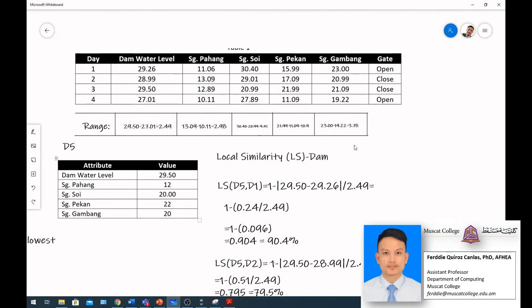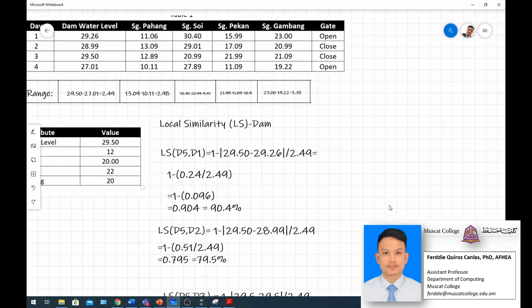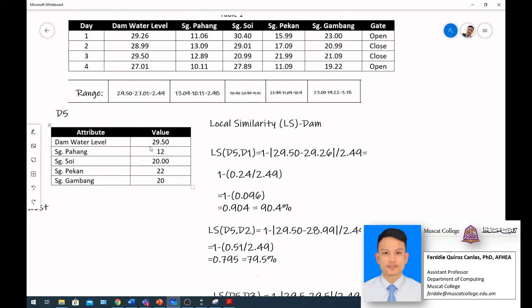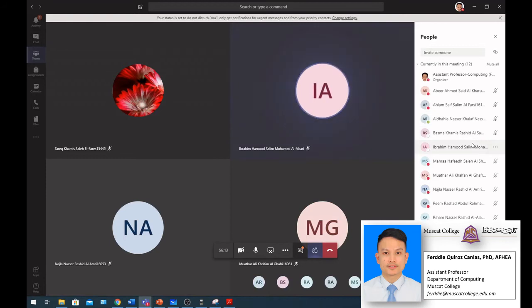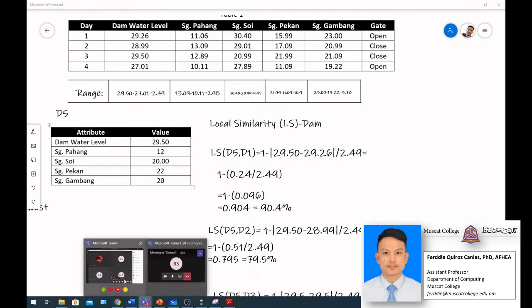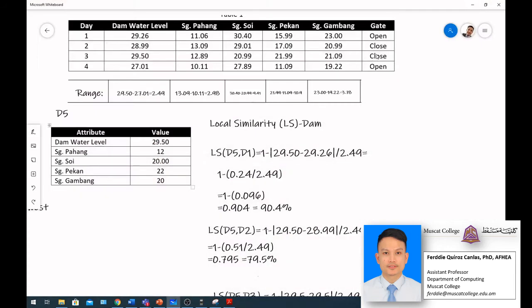So I'll be giving you the responsibility to calculate Pahang, Soy, Pecan, and Gambang. Who wants to do it and help me? Okay, Ibrahim will be doing Pahang. Riham will be calculating Soy. Rim will be calculating Pecan. And Najla will be calculating Gambang. I'll give you around 10 minutes to do it, and then you will calculate later.